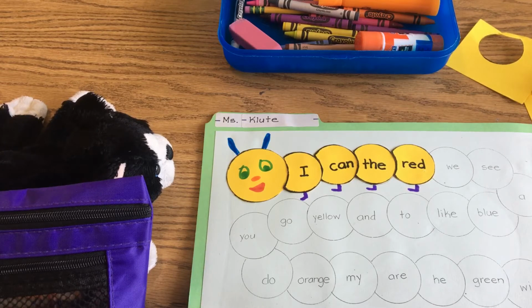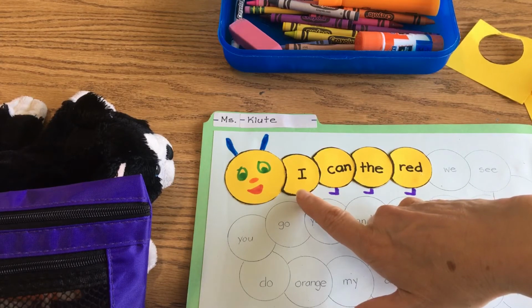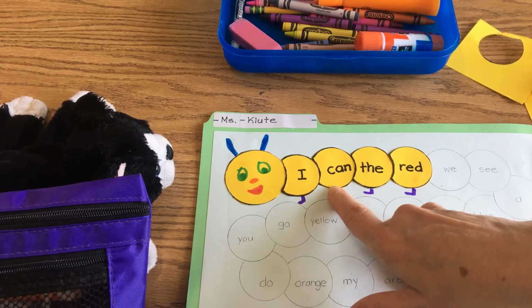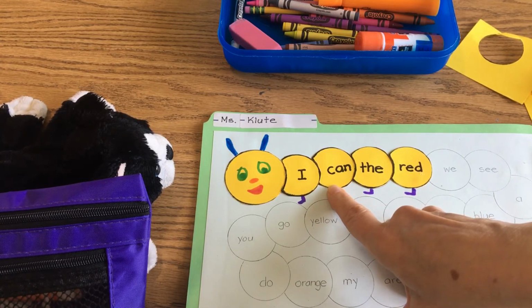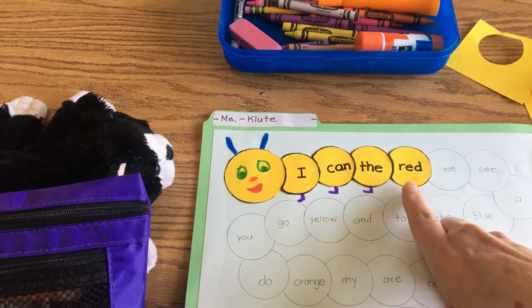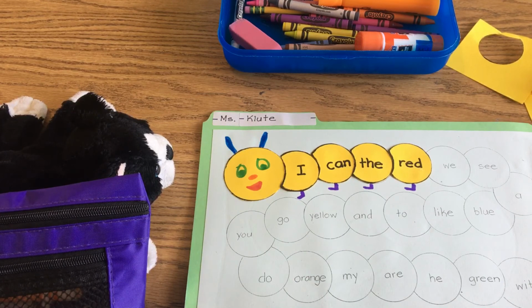Okay, so if you're done, now you've finished with your caterpillar, here's what I want you to do. We're going to do this every day. You're going to touch the purple foot, and you're going to read the word with me. So, I, repeat I, point to the next, put your finger over the next foot, say can, repeat can, put your finger over the next foot, read the word, the, and put your finger over the next foot and say red, red. And that's it. We've begun our sight word caterpillar.